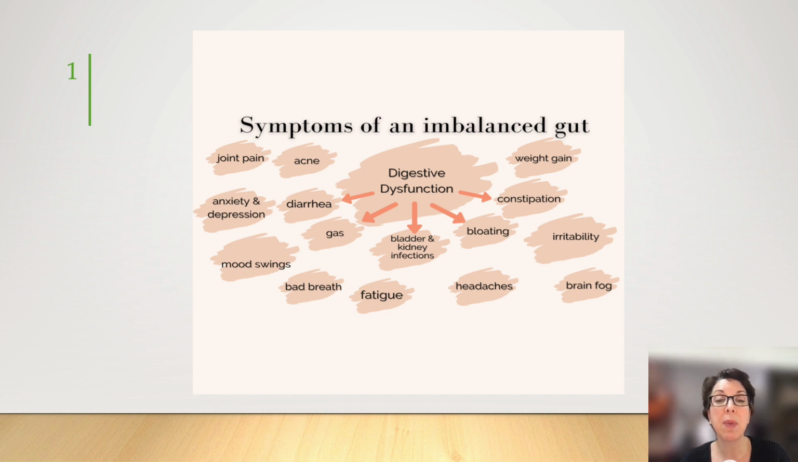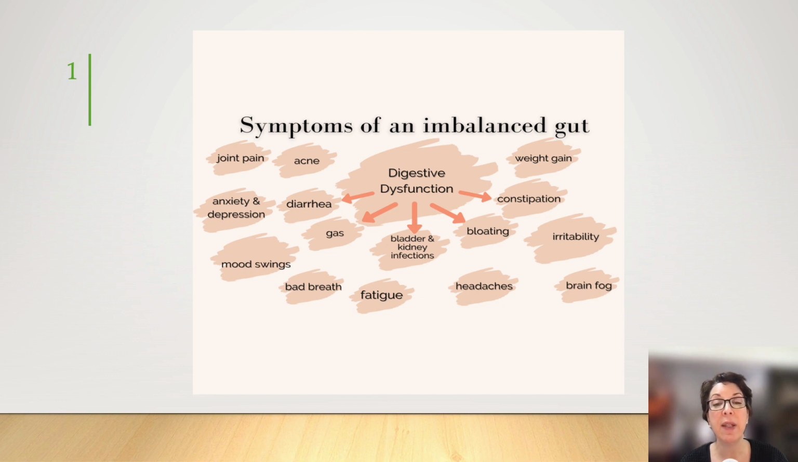So these can be multiple systems, which is going to give you a variable picture of what this patient looks like. The patient may come in with the obvious gastrointestinal symptoms of digestive dysfunction, such as diarrhea, gas, bloating, constipation, but they may also have other more non-specific or not gut-related symptoms, such as brain fog, irritability, headaches, mood swings, anxiety and depression, joint pain, weight gain or inability to lose weight, or skin problems such as acne or eczema. So an astute provider will look at all of these things and suspect that the gut is implicated.